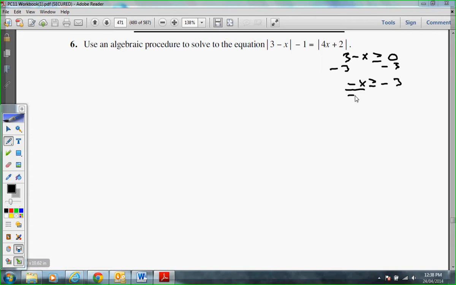And I'm going to divide by negative 1. So x is less than or equal to 3. The 4x plus 2 one is normal. You're just going to get x is greater than or equal to negative 1/2. And these are the rules that we're going to have to go by when we're doing our chart. You're going to see how it changes things. So we're just going to hold these here. I'm going to go ahead and make my chart.